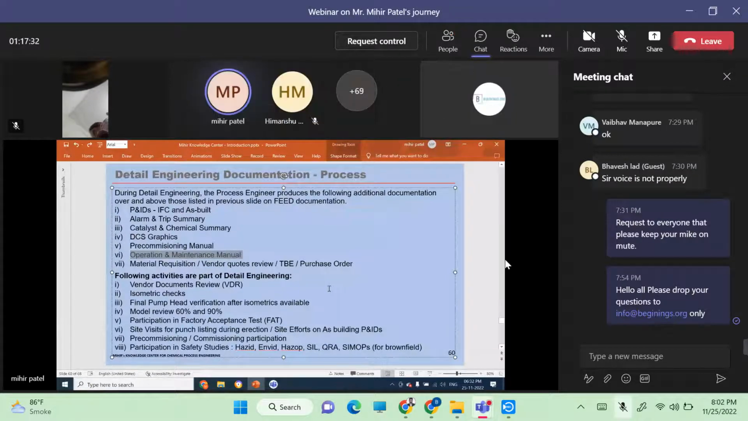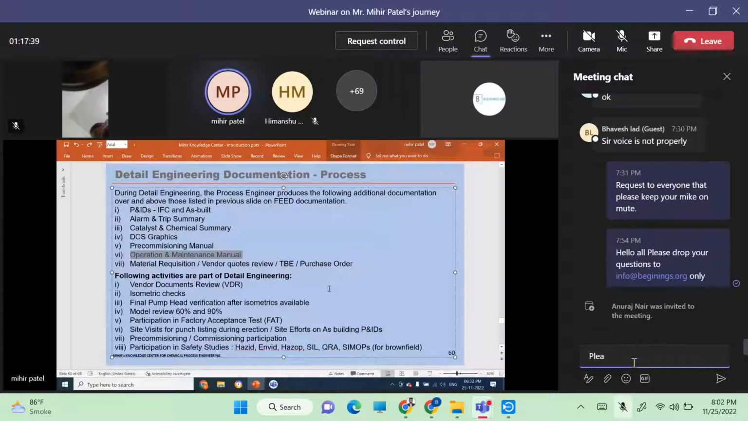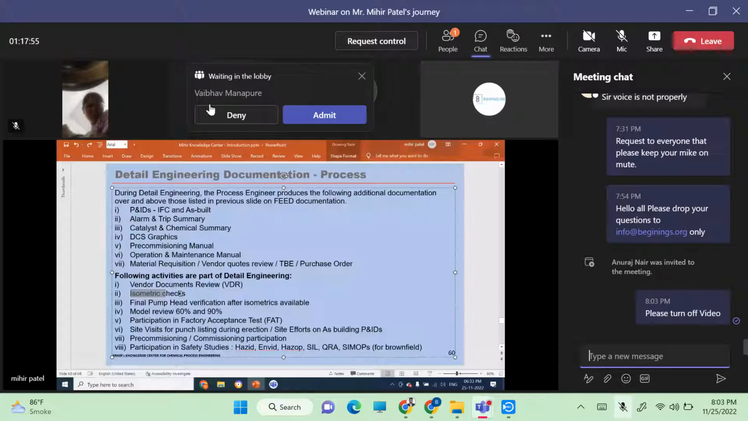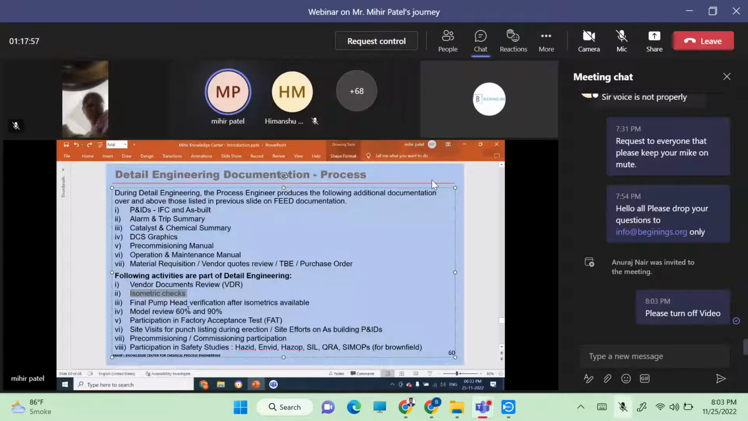Following activities are part of it, so vendor drawing review. See, as I explained, in detail engineering, the procurement is done. So the vendor drawing documents you'll only receive as part of detail engineering. So VDR is a very big activity which is there in detail engineering. Okay, it occupies a lot of time. Isometric checks are there. Final pump head verification after the isometrics are available. Model review. Participation in the factory acceptance test of the DCS, etc.